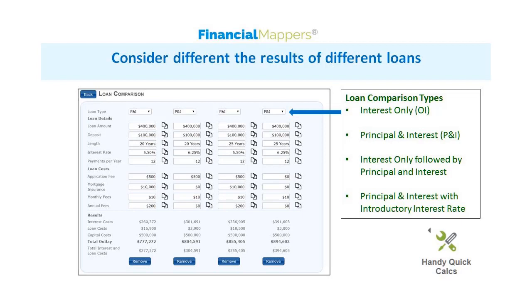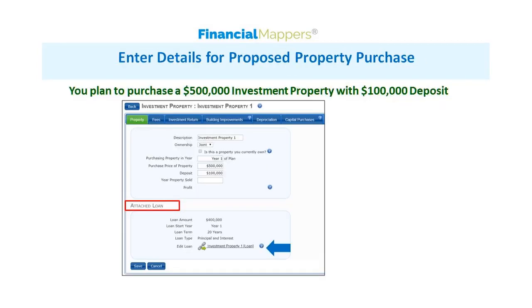In this example, there are 2 loans with different interest rates and loan costs, and the total outlay of both loans are compared for a 20-year loan and a 25-year loan. Say you're intending to purchase an investment property costing you $500,000 with a $100,000 deposit. The program calculates the loan amount at $400,000.